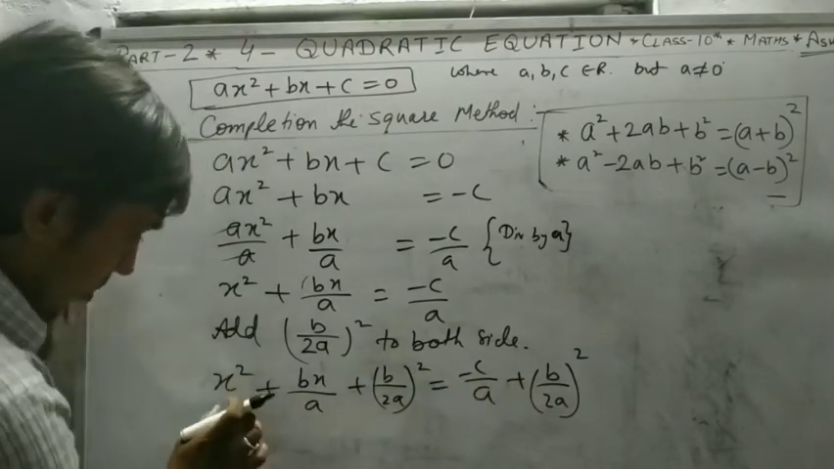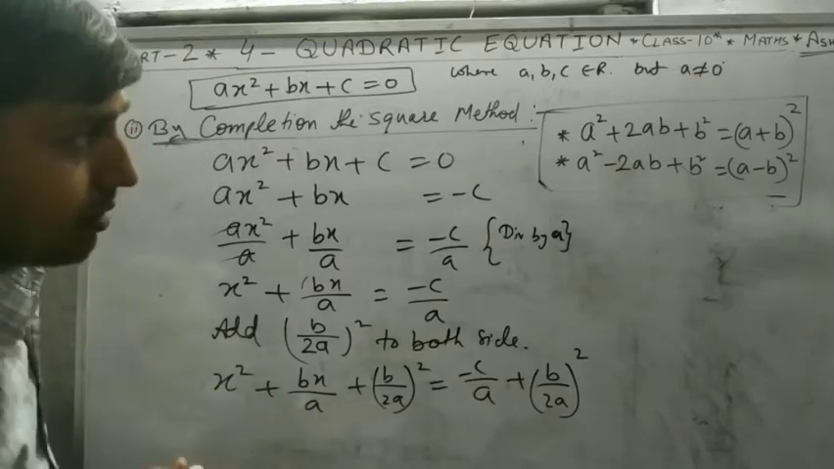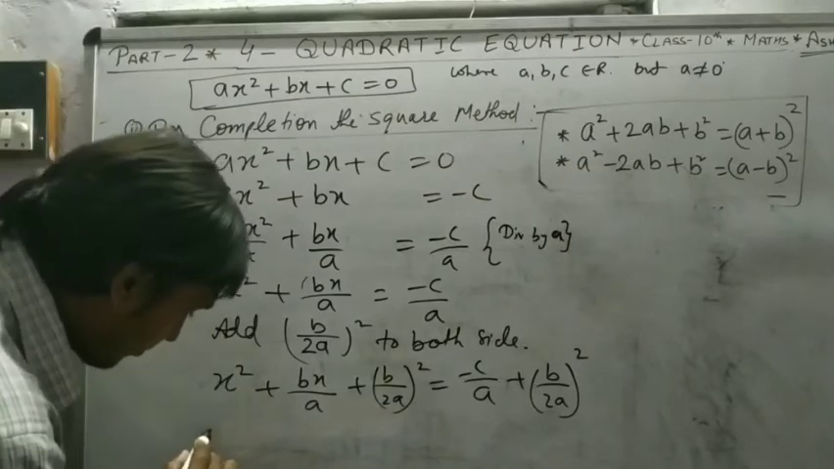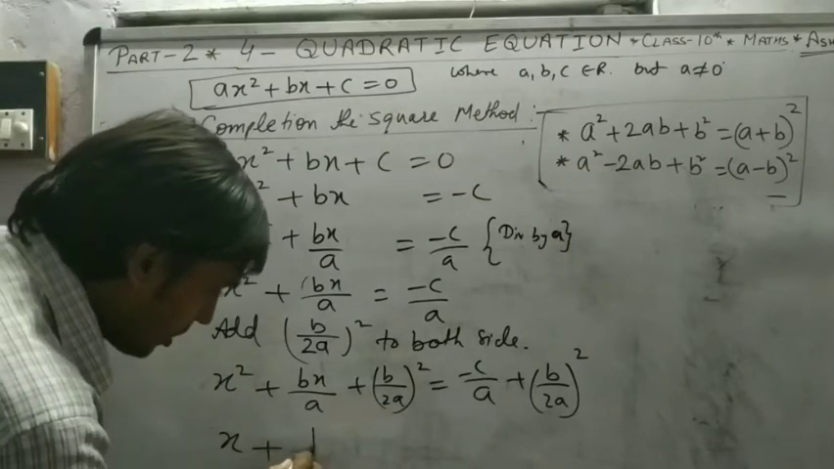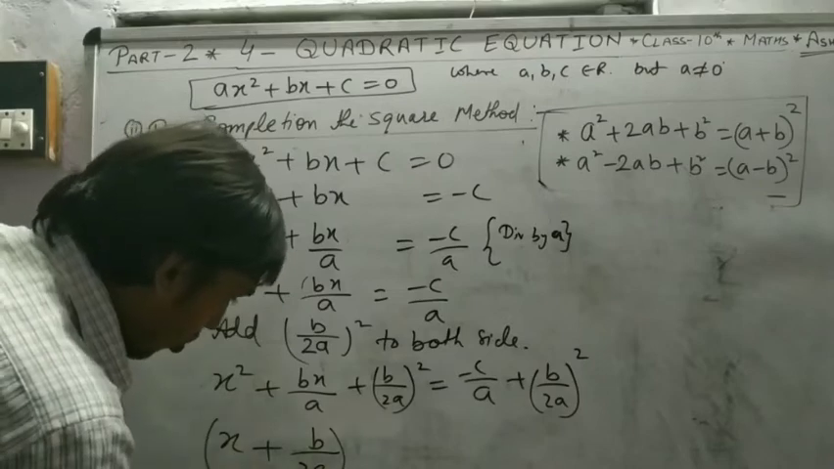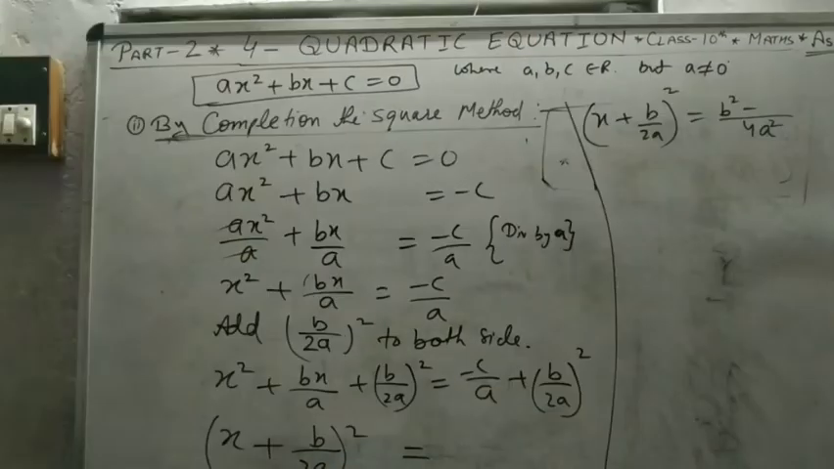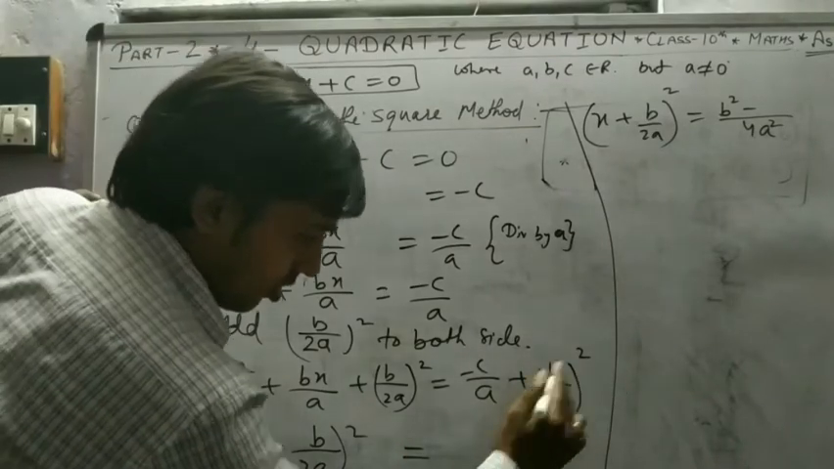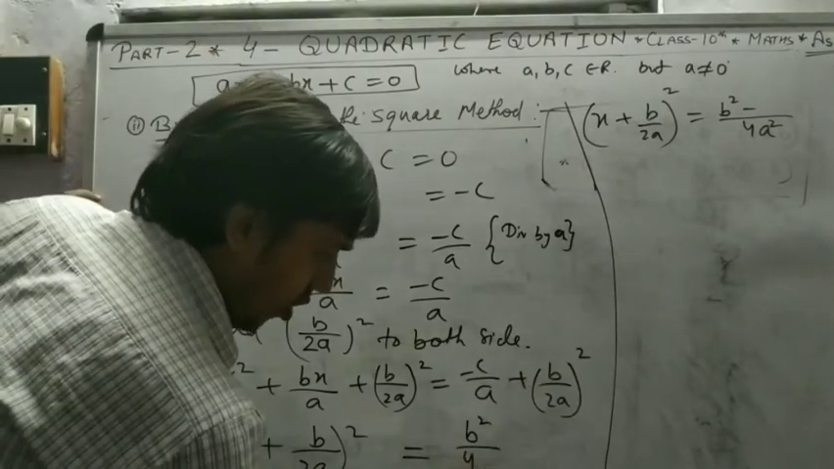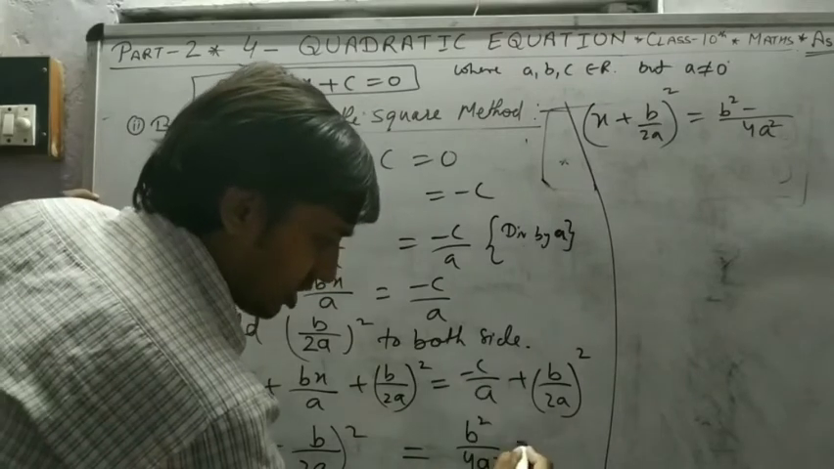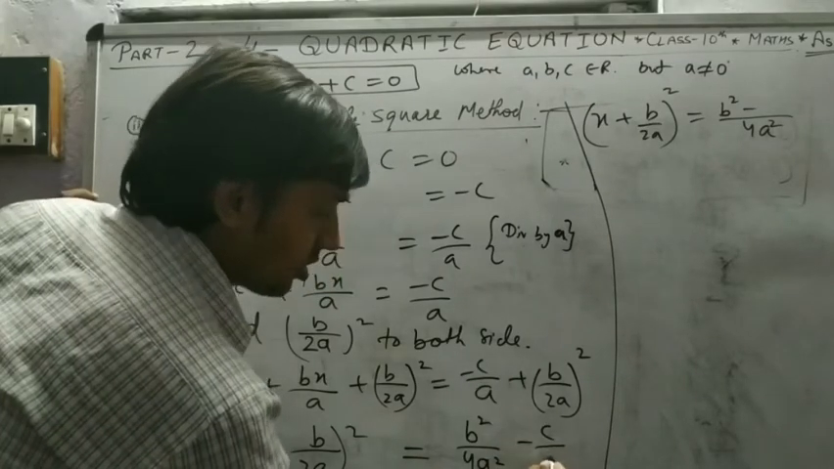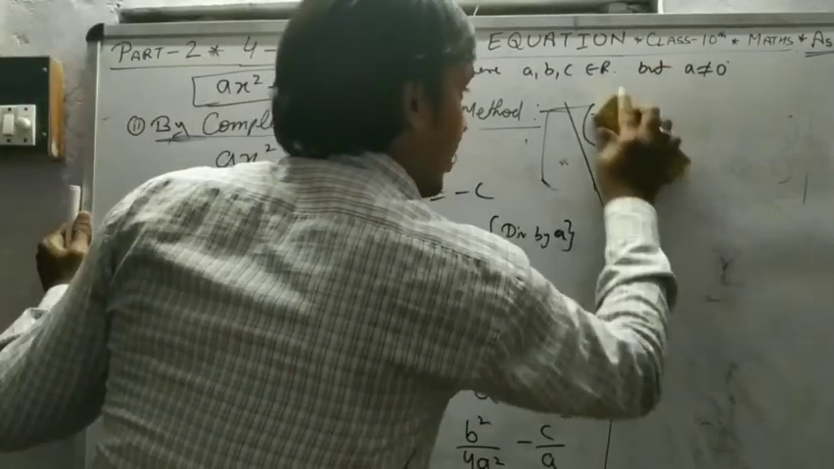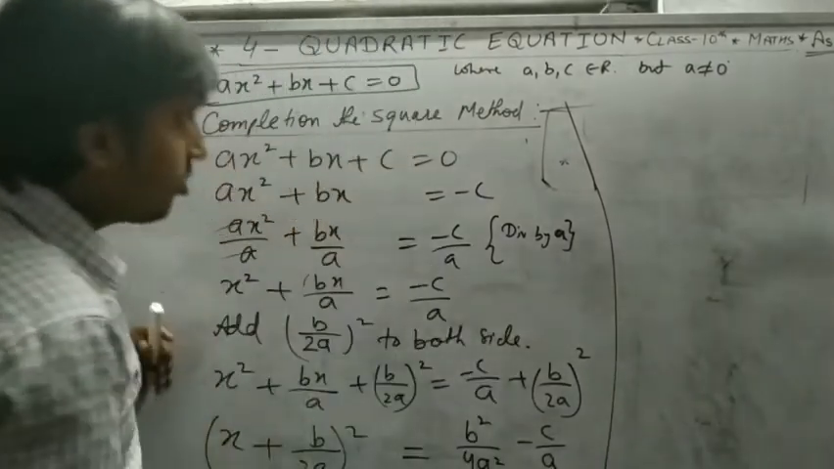Then same, a square plus b square plus 2ab. Which formula? First formula. So (a plus b) whole square. Here, then, the square, that is b square upon 4a square, write the same, that is c upon a. We solve all these things.